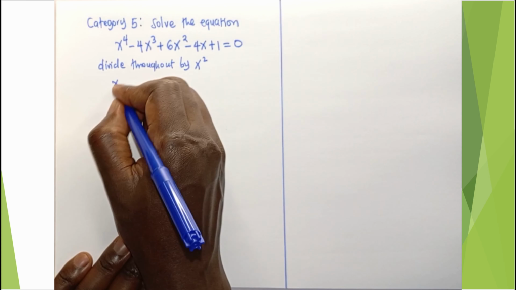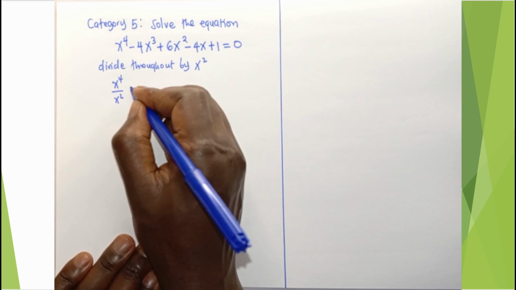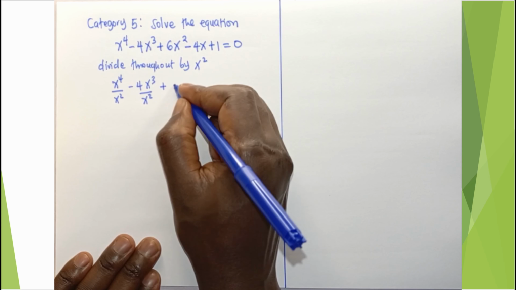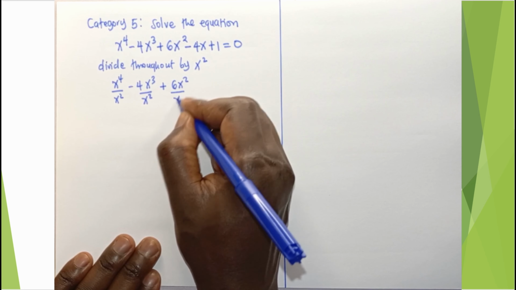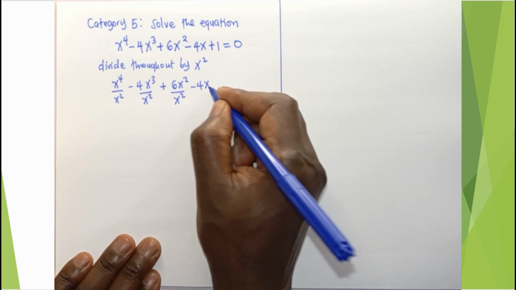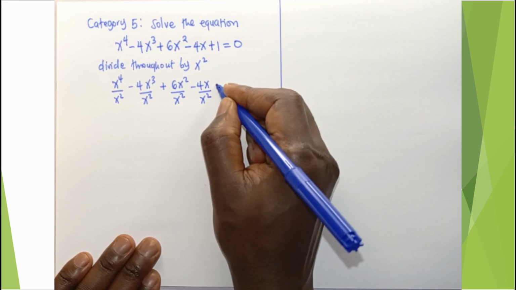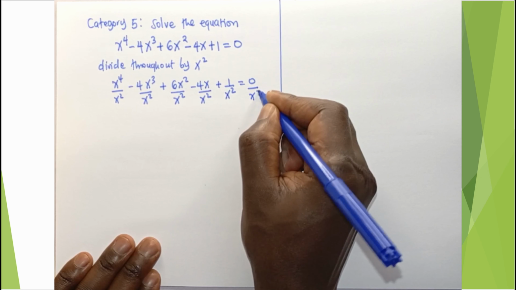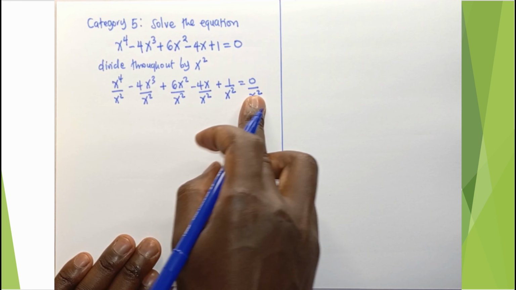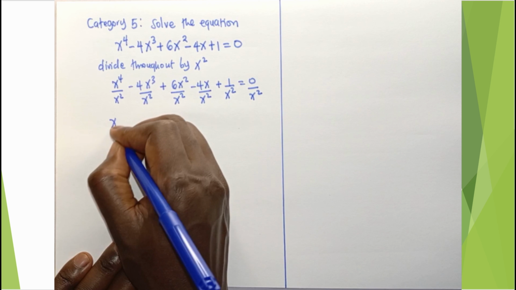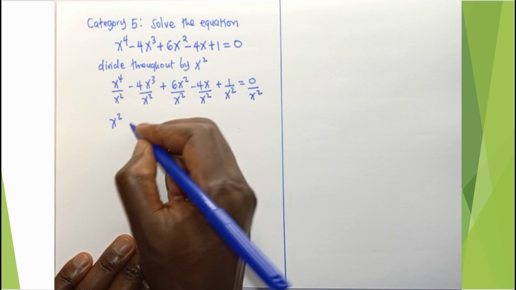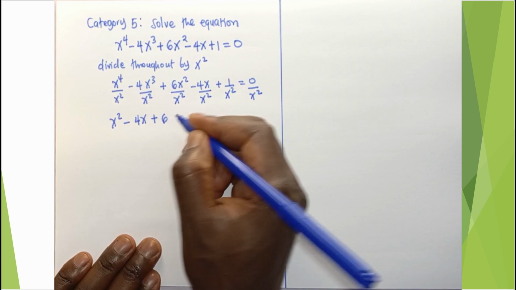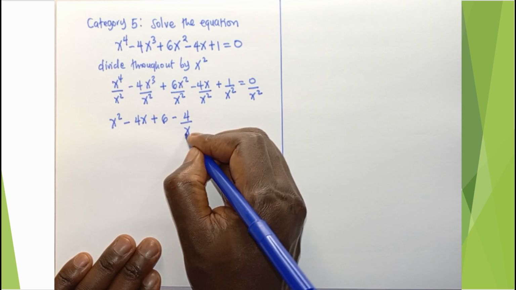So we divide through, so it's x to power 4 over x squared, minus 4x cubed over x squared, then plus 6x squared out of x squared, then minus 4x out of x squared. So everything we divide throughout by x squared. One of the reasons for dividing specifically by x squared is that we are aiming at creating a quadratic equation. So we have x squared minus 4x, then plus 6, then minus 4 out of x when you divide accordingly.